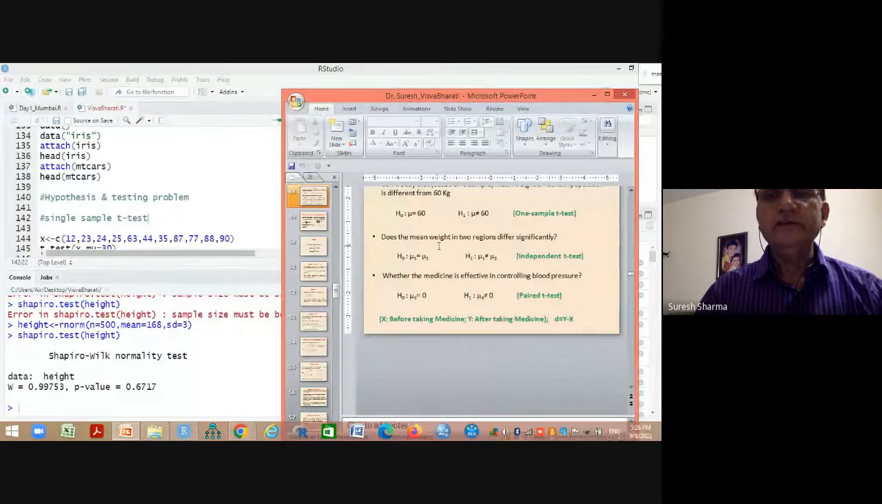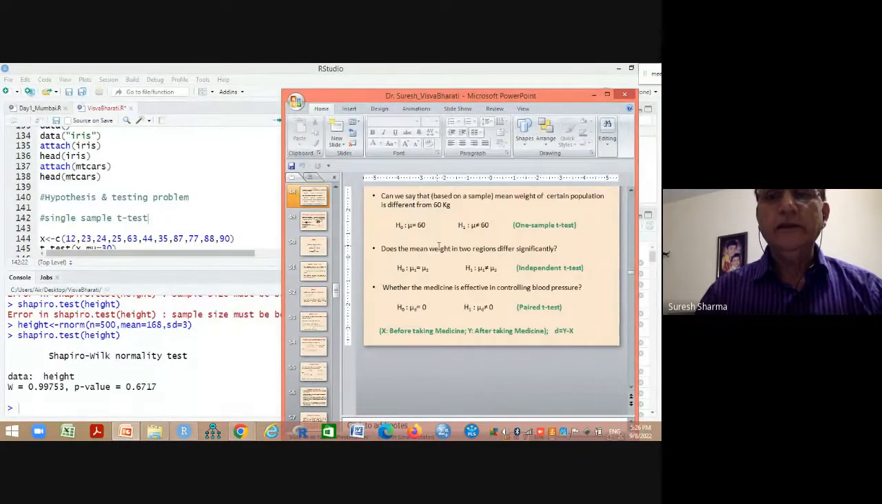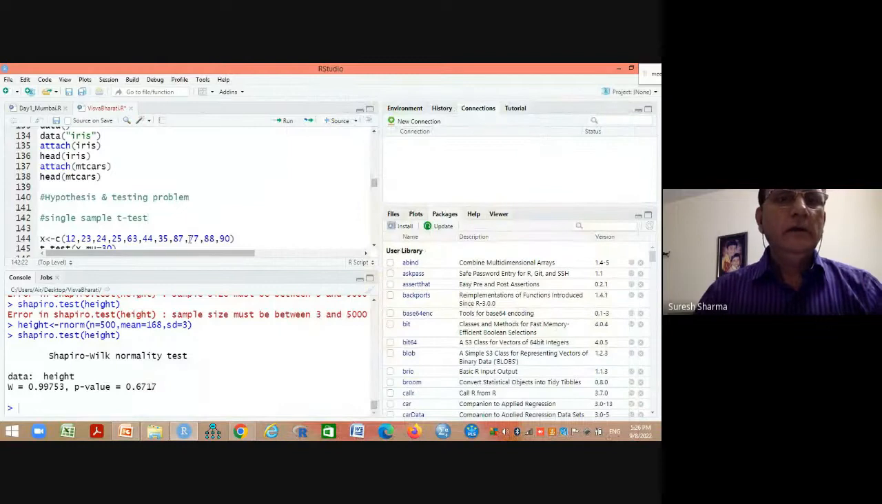So this is the situation of one sample t-test, that we are given certain fixed value and we want to test that, right? Okay. So that is one sample t-test. Closing this. Now, how to apply one sample t-test in R?